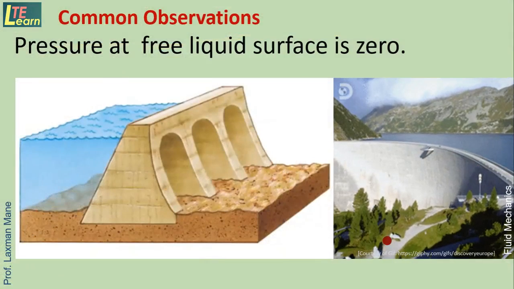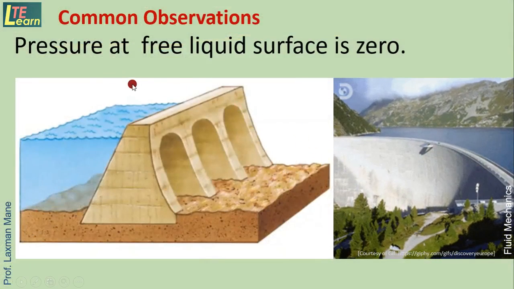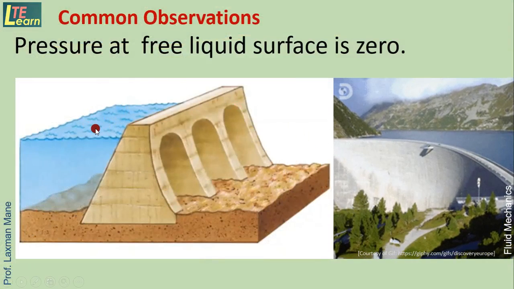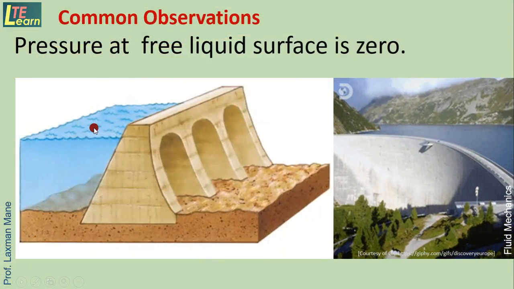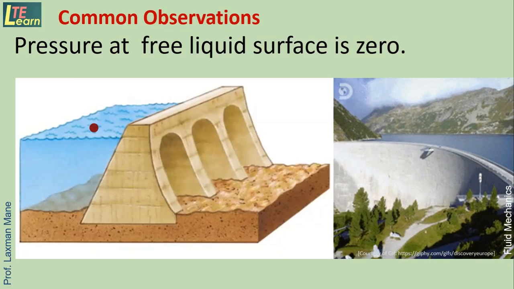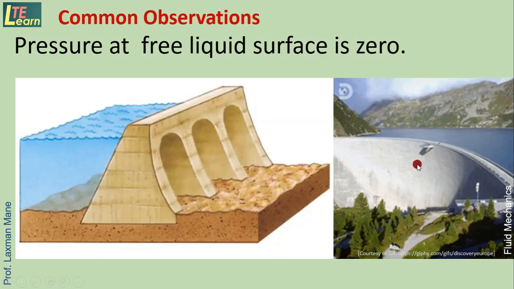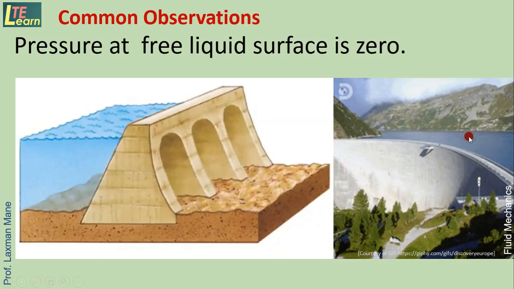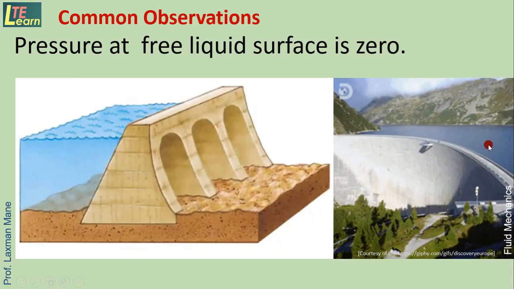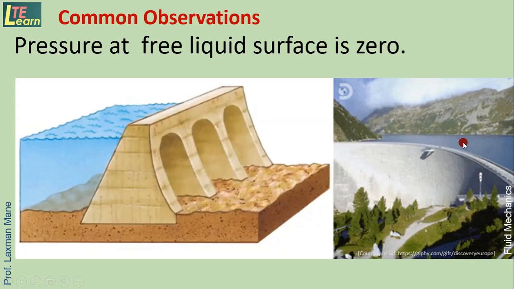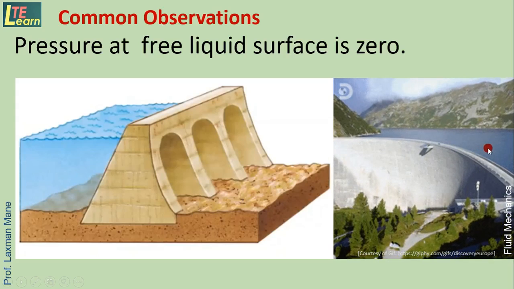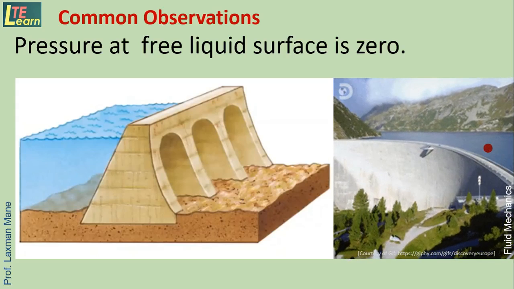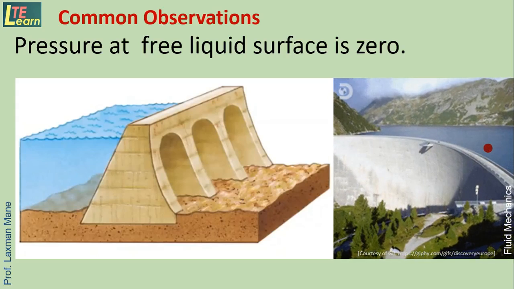Now here, as per common observation, pressure at the free liquid surface, meaning the top surface, is a gauge pressure of 0. In this image or clip we see a dam and the water's top surface. The pressure at this free liquid surface is 0 gauge pressure. Absolute pressure is atmospheric pressure.